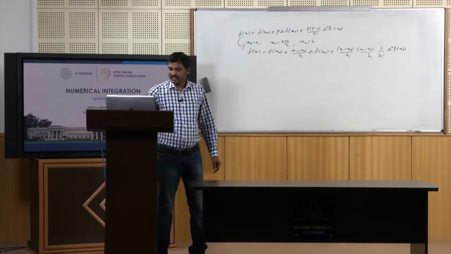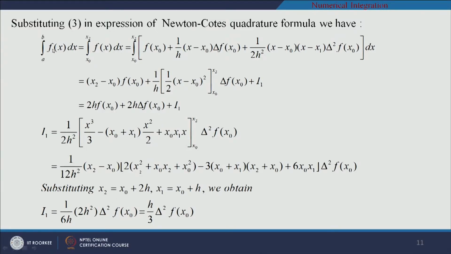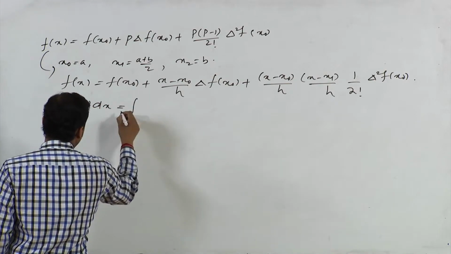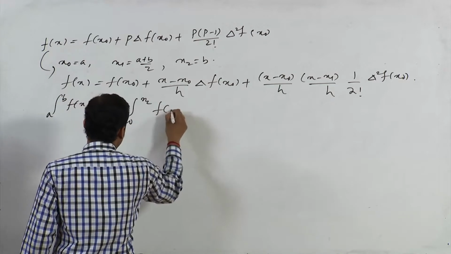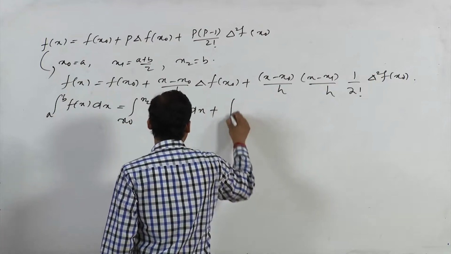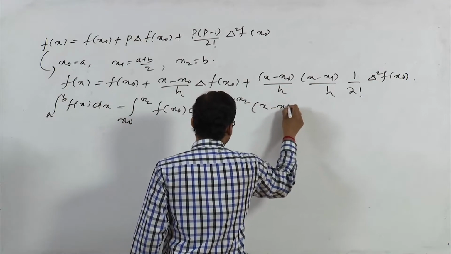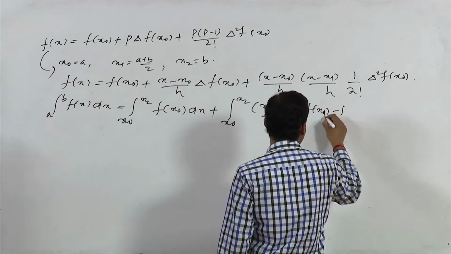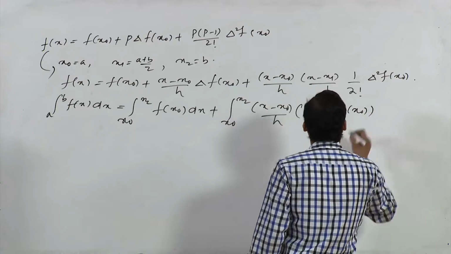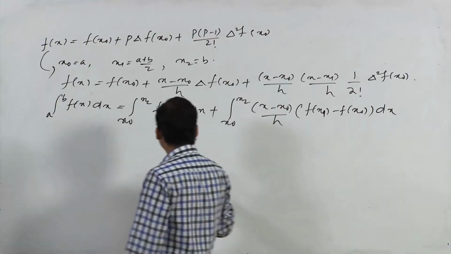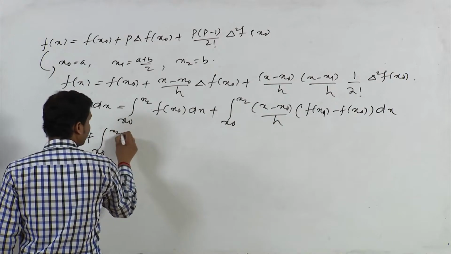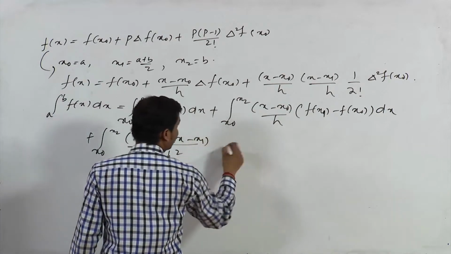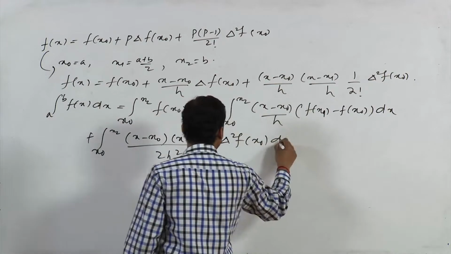If we use this integration, the integral from a to b of f of x dx, for Newton's quadrature formula, it can be written as the integral from x 0 to x 2 of f of x 0 dx, plus the integral from x 0 to x 2 of (x minus x 0) by h times (f of x 1 minus f of x 0) dx, plus the integral from x 0 to x 2 of (x minus x 0)(x minus x 1) divided by 2h square times del square of f of x 0 dx.